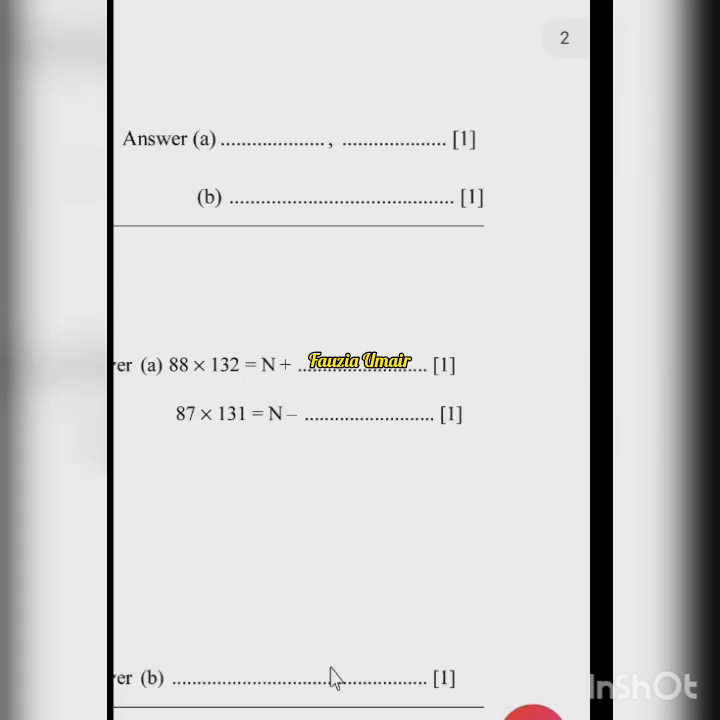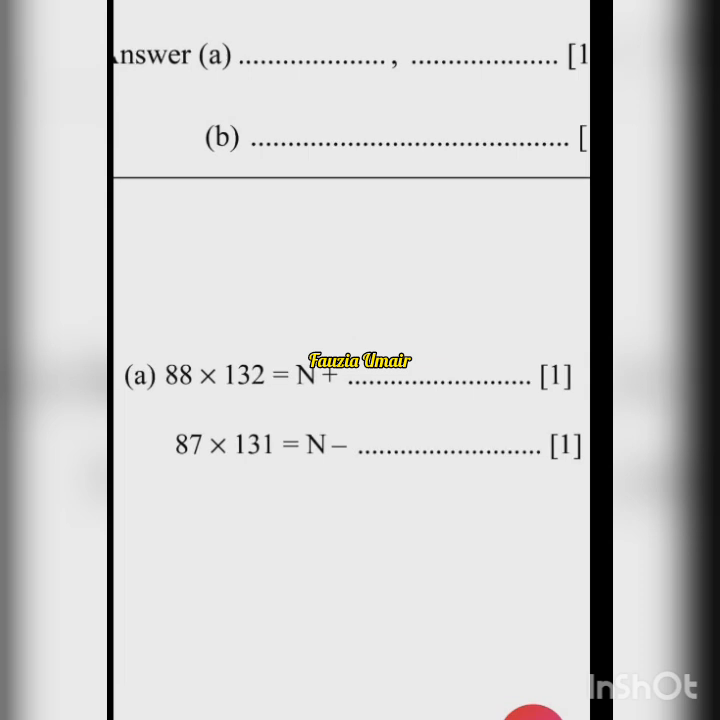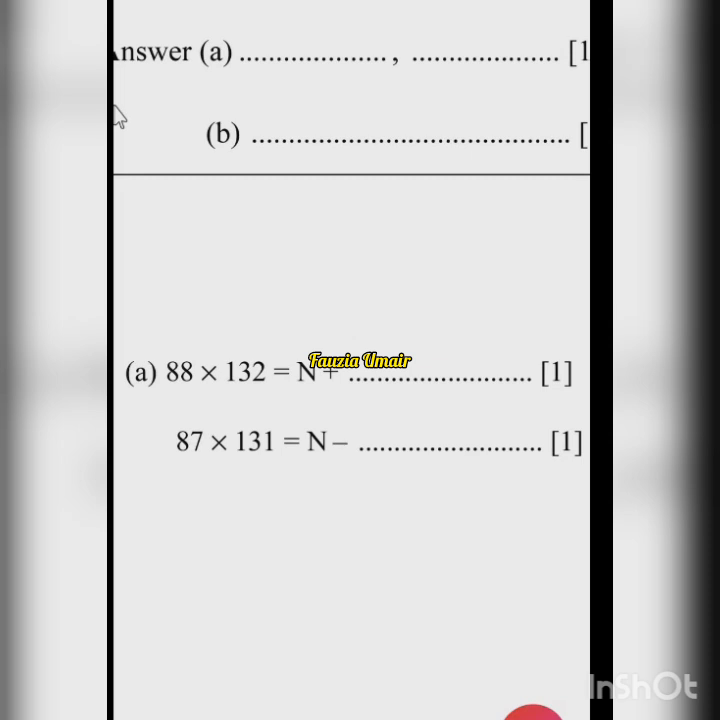The first statement is 88 into 132 is equal to n plus something. I know that n is given in the question: n is equal to 87 multiply by 132. That is the value of n. Now they are asking me to change this expression, 88 into 132, into the form of n. I can see the difference between n and this expression: in n there is 87, and in this expression there is 88.